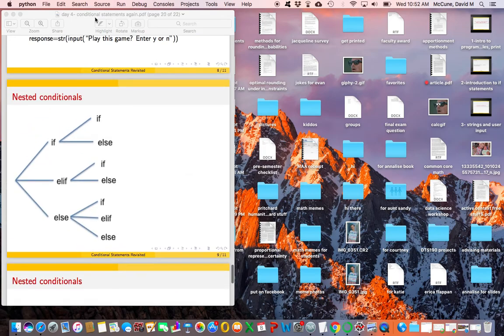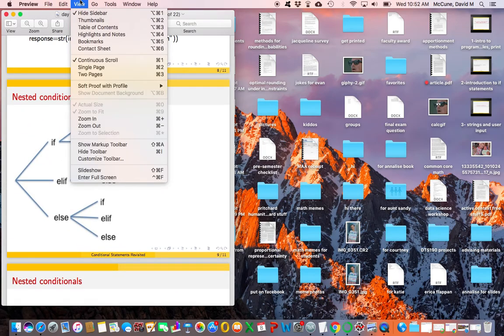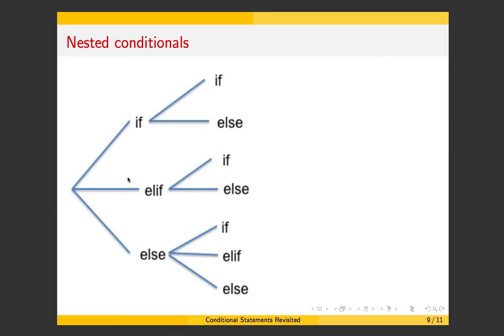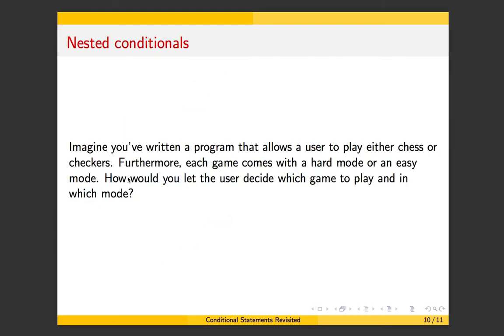So that's what I mean by nested conditional. I had ifs inside of ifs. So you can do that, is what I'm saying. Okay? And why would you want to do that? It seems sort of complicated or convoluted or something. Why would you need a structure like this? Well, here's just one example.